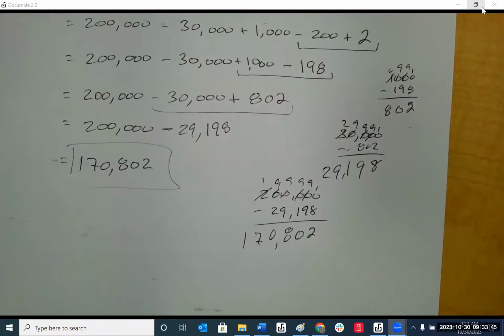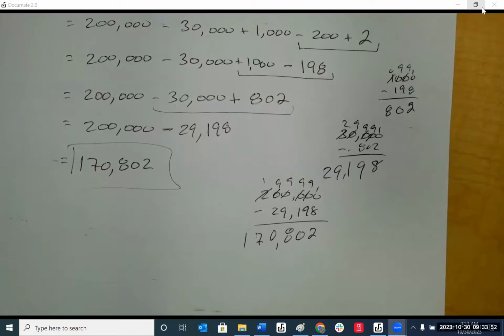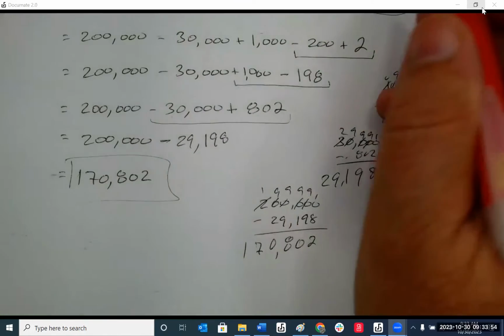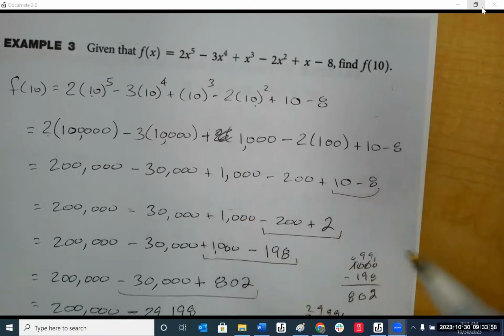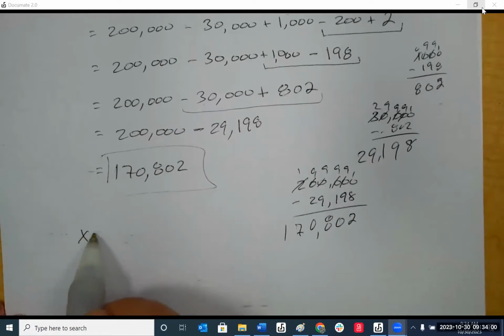You'll probably use a calculator anyway. But that's how you do it. That's all it tells you. So in other words, what this tells us, everybody knows how to read that. What this says is x is equal to 10.